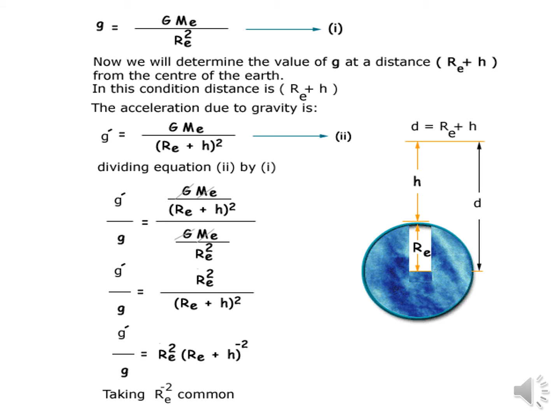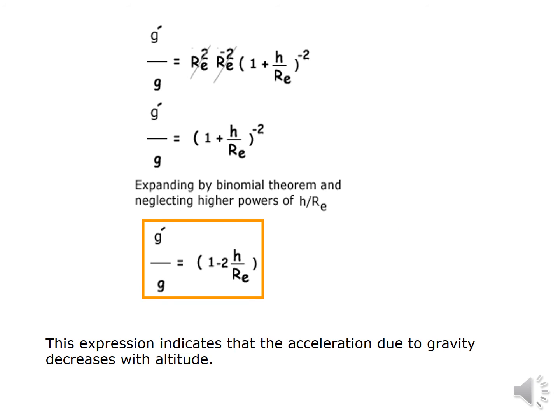As you can see, g, the acceleration due to gravity at any point above the surface of the Earth, will vary inversely as the square of the distance from the point to its center. So if a body is moved up to a height h from the Earth's surface, the acceleration due to gravity at that point is given by this equation. When we look at the calculation step by step, we finally get the expression that indicates that the acceleration due to gravity decreases with altitude. The equation shows that the greater the value of height, the smaller the value of the acceleration due to gravity; the value of g decreases with altitude.